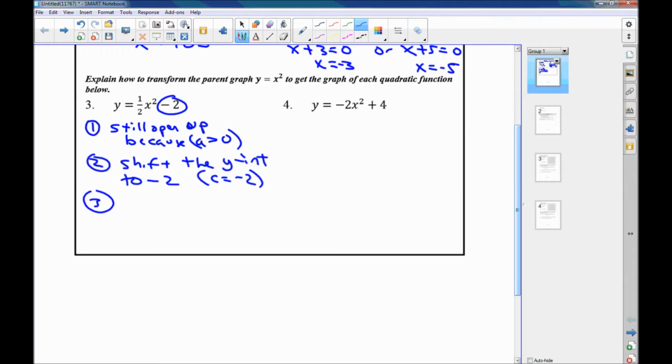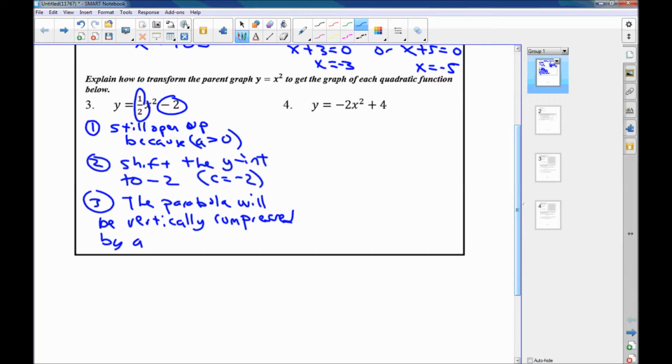And number 3, once we've shifted that y-intercept, which is our vertex, we are going to use this 1/2 to do a vertical compression. So the parabola will be vertically compressed by a factor of 1/2. So it'll get half as tall. All right? So this will make it look wider. And the reason is a is less than 1. So a's value is less than 1.